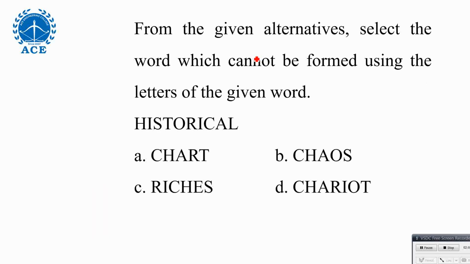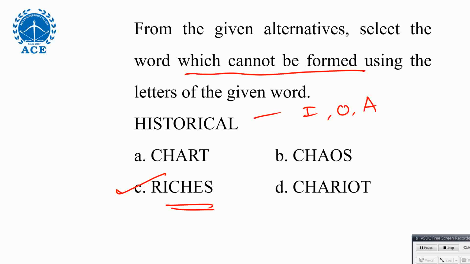Yeah, which cannot be formed, right? So first focus on the vowels. What vowels are there in "historical"? I, O is there, A is there. E is not there, right? But E is there in "riches". This cannot be formed.